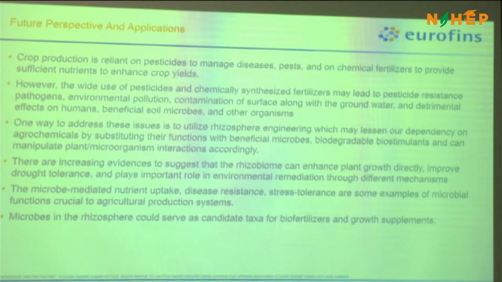And if you see the last one, the rhizosphere can serve as a candidate taxa for biofertilizer and growth supplements for the crop. Then microbe-mediated nutrient uptake, disease resistance, and stress tolerance are some examples of microbial functions crucial to agricultural production systems. Here we can understand the functionality, which genes are going up and down in these bacteria, how they are interacting, and what exactly is happening with that particular crop. If we know these results, we can use microbiomes to understand all these sorts of things.